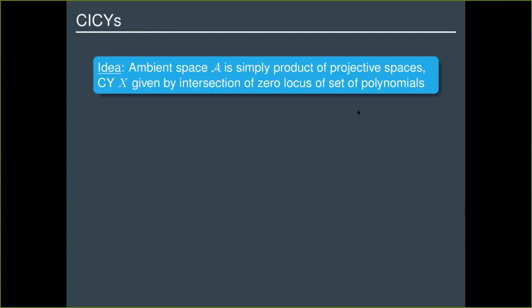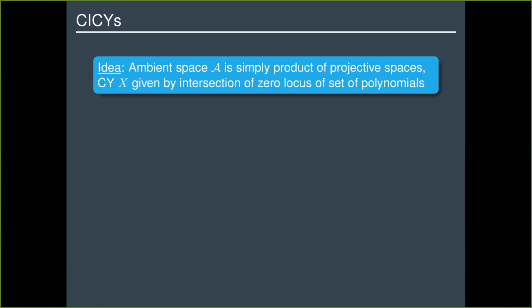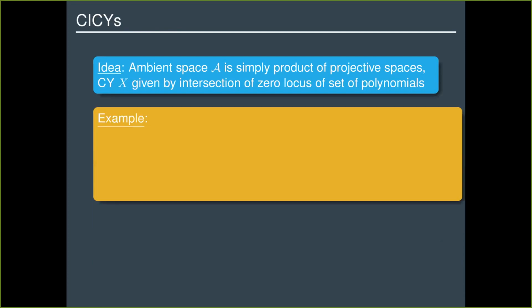So now let me also introduce CICYs so I can talk about this kind of situation arising in CICYs. So what is a CICY? It stands for complete intersection Calabi-Yau. So the ambient space is just a product of projective spaces. The Calabi-Yau is given by the intersection of the zero locus of a set of polynomials inside this ambient space.